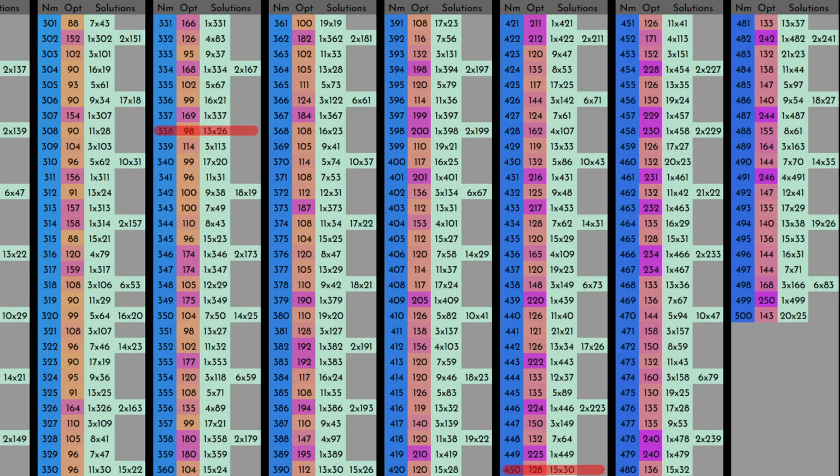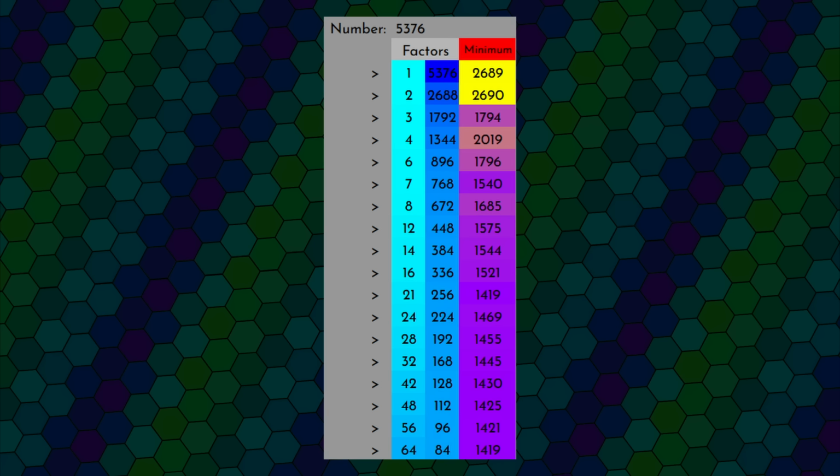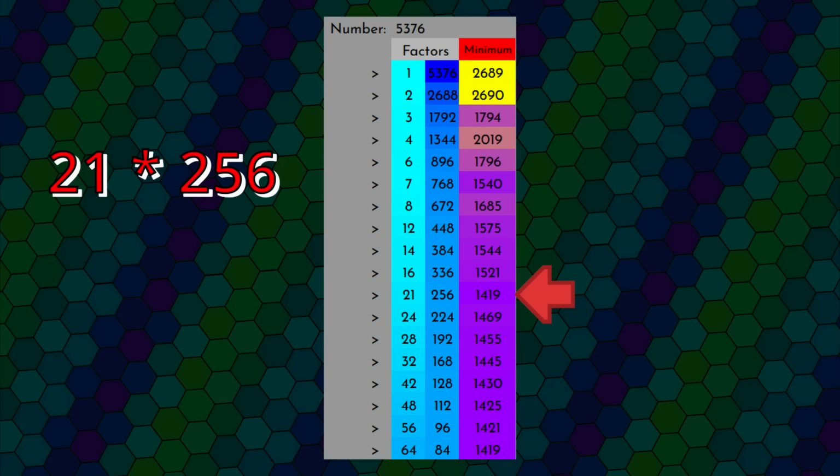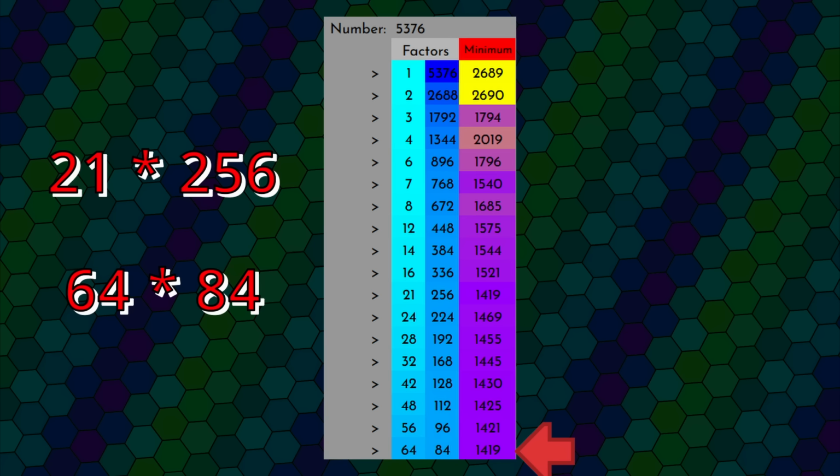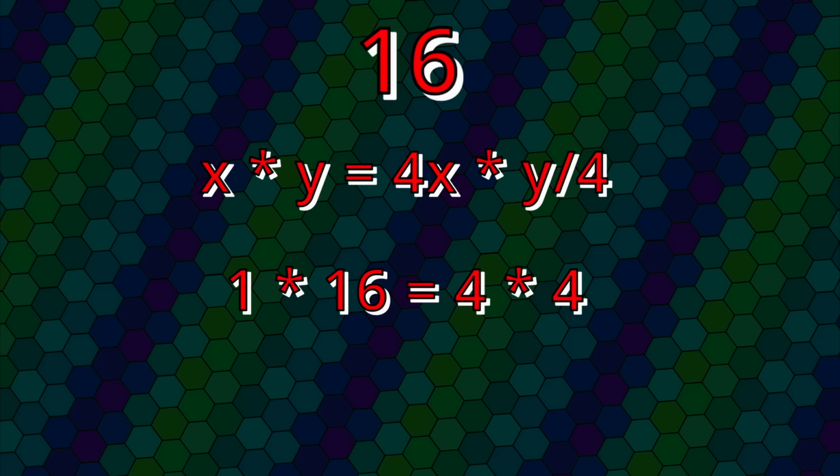I actually asked some of my friends about this to see if they could find anything, and one of them found another instance like 320, being 5376, where the two solutions are 21 by 256 and 64 by 84. Also, it turns out 16 might not be an edge case after all, as it also follows this pattern of x times y equals 4x times y over 4, it's just that y also equals 4x.